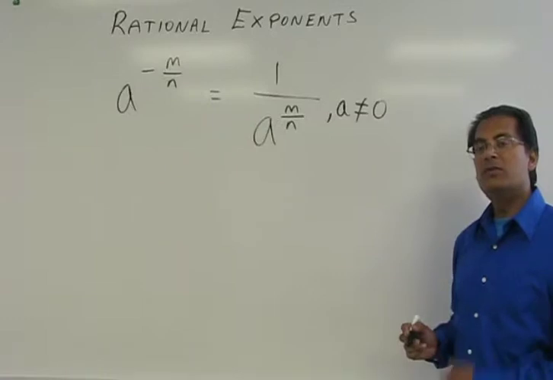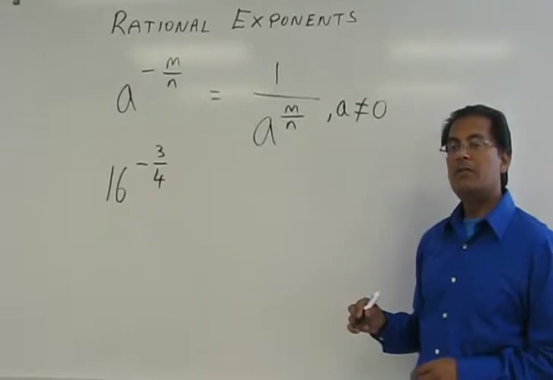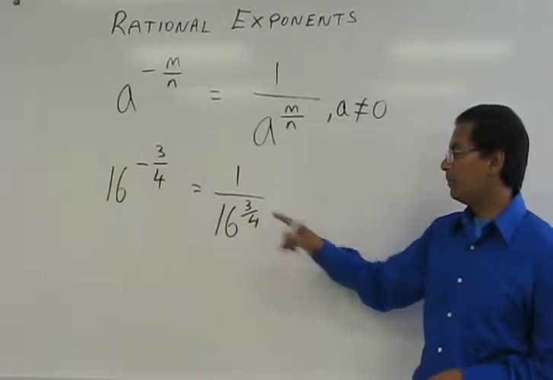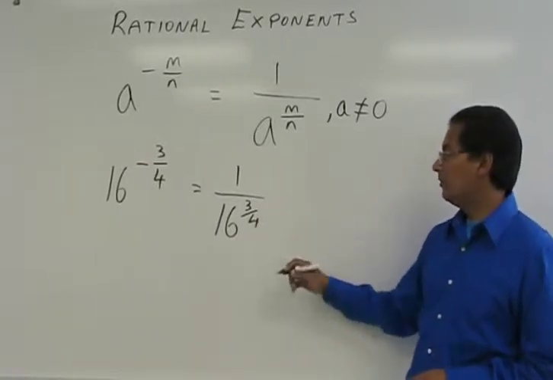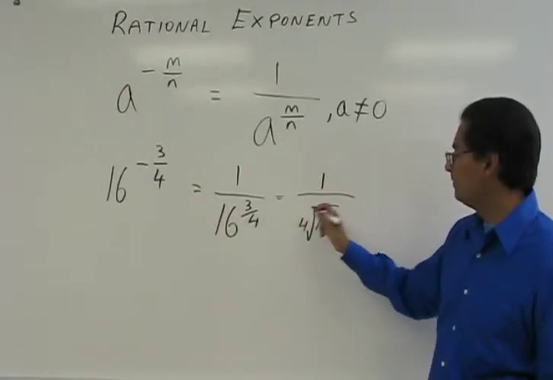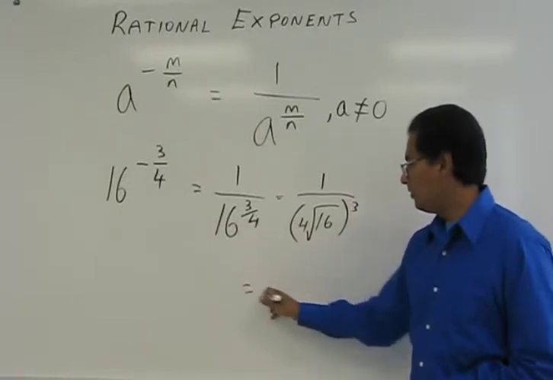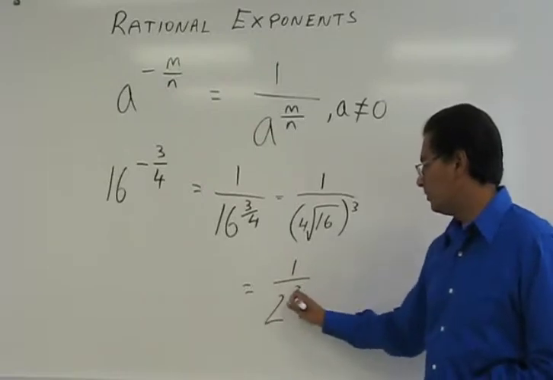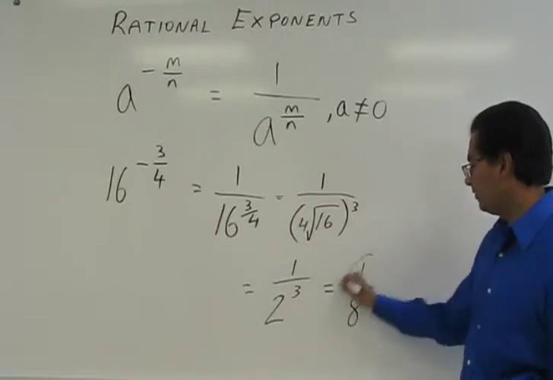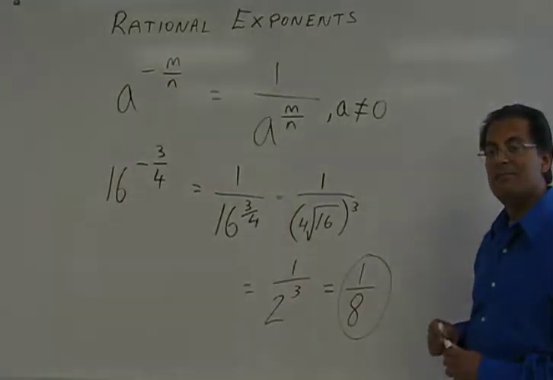So let's see, how do we use this? Well, if we have 16 to the negative 3/4, what that means is 1 over 16 to the 3/4. And again, we're going to take the 4th root of 16 and cube that. So that's 1 over the 4th root of 16, and we cube it. The 4th root of 16 is 2, so that's going to be 1 over 2 cubed, and 2 cubed is 8, so that will give you 1 over 8. So 16 to the negative 3/4 is actually 1/8.